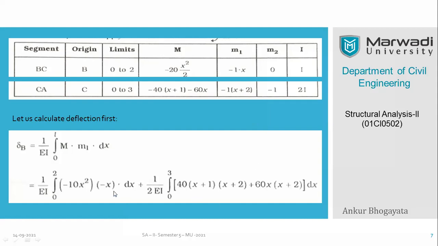This is the obvious step that we need to follow, like delta B equals 1 upon EI, integral from 0 to L, that is the length, right?